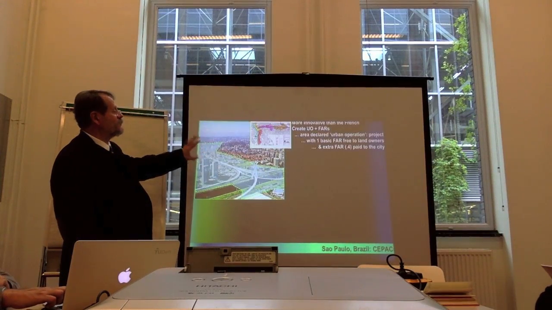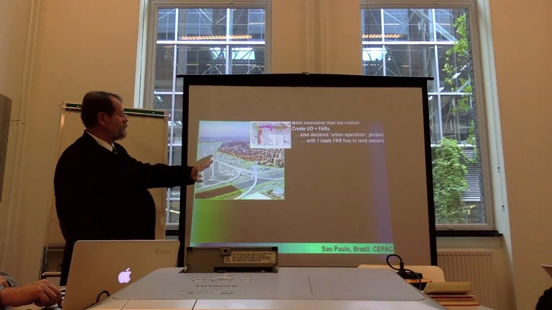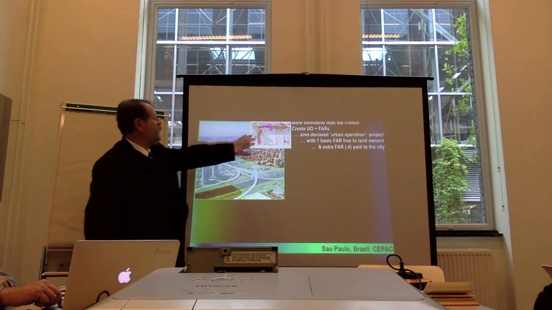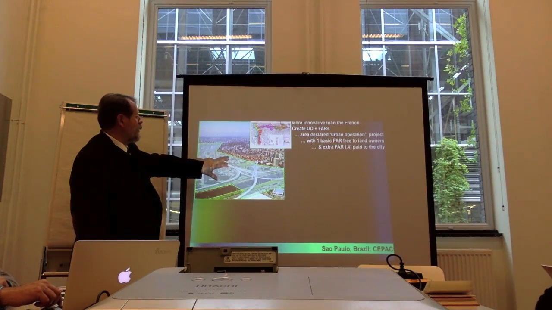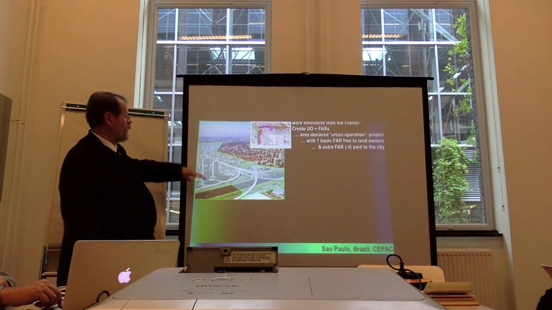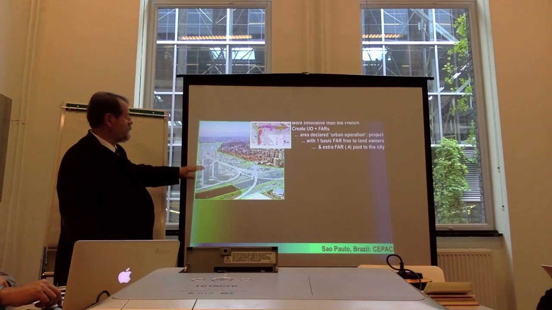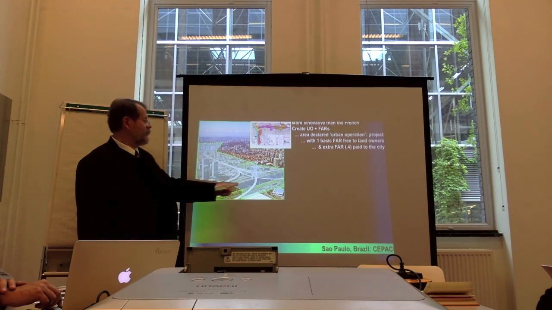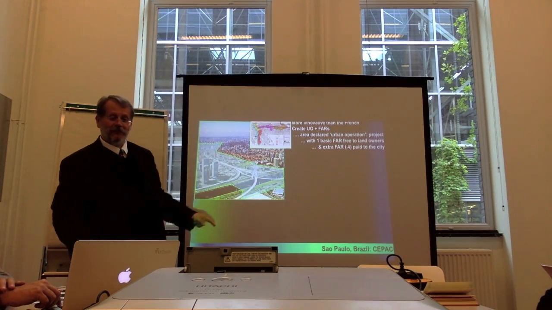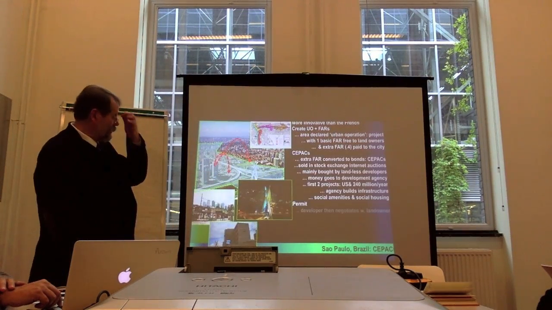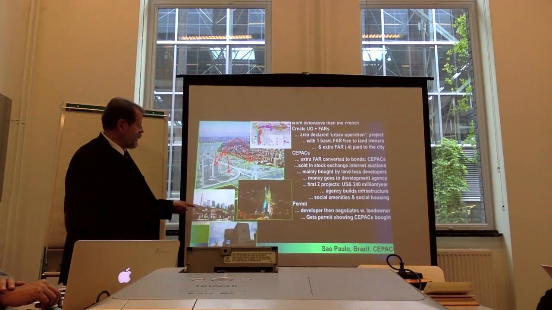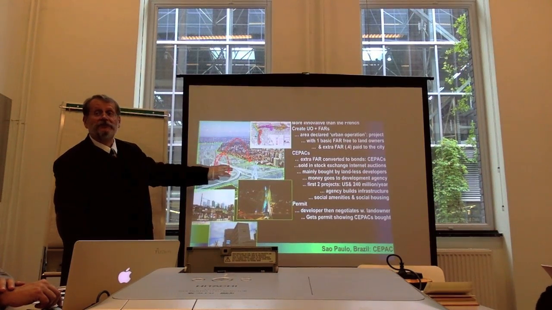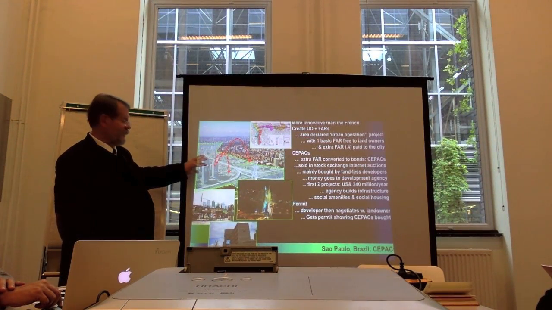This is an example of Sao Paulo. I won't go into detail, but this is a big, large area project where they say all of this area, all of the extra development rights are owned by the city. And if you want to, they will sell it to you. And with that, they are financing this kind of picture. And not only that, this area has slums, favelas in Brazil.